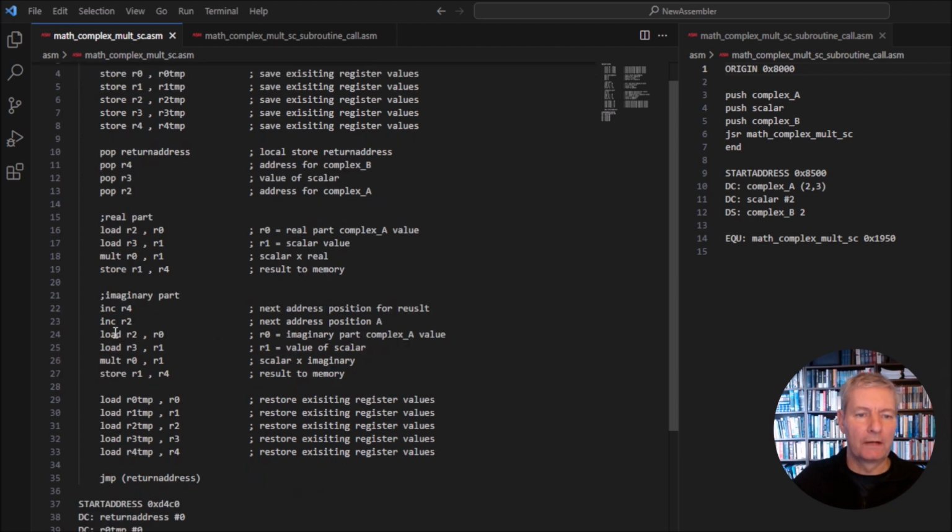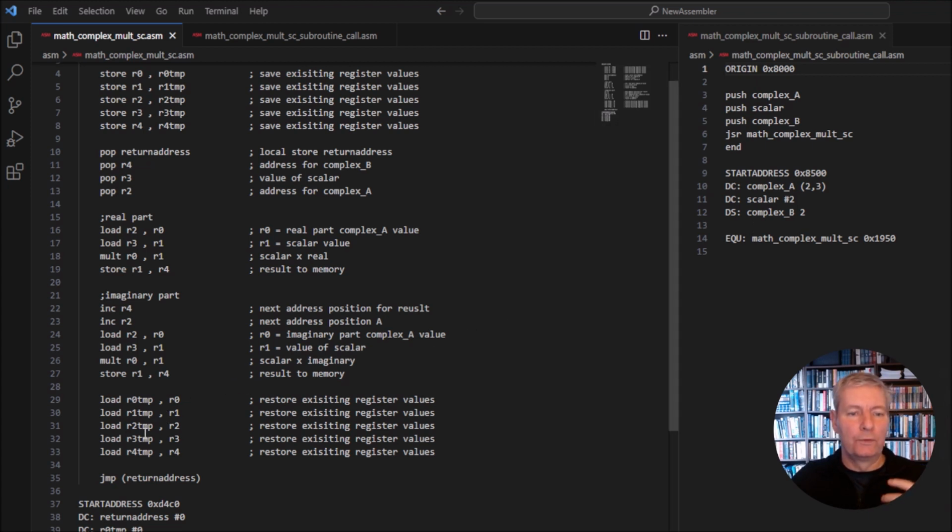We then go ahead and do the imaginary part. So to do this, we're going to have to shift or increment the value. So we want to pull out now the value 3, and we also want to save it in the next address of complex b. So this is why we use the increment R4, increment R2. So we can then go through the same process as above. We load R2 into R0, R3 into R1, we do the multiplication, and we store the value in the address pointed to by the contents of register R4. And that's us done the 2 times the 3, and that's us finished.